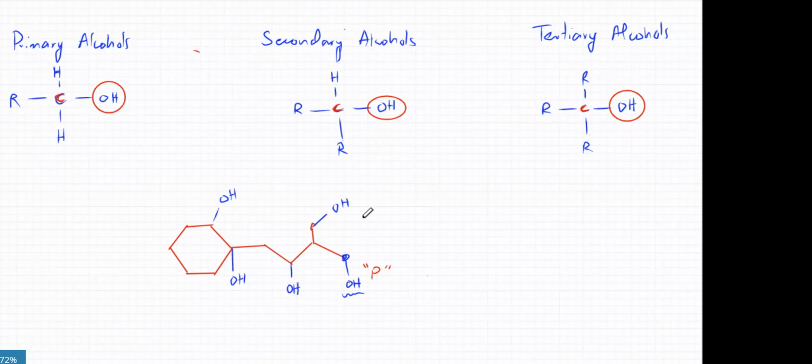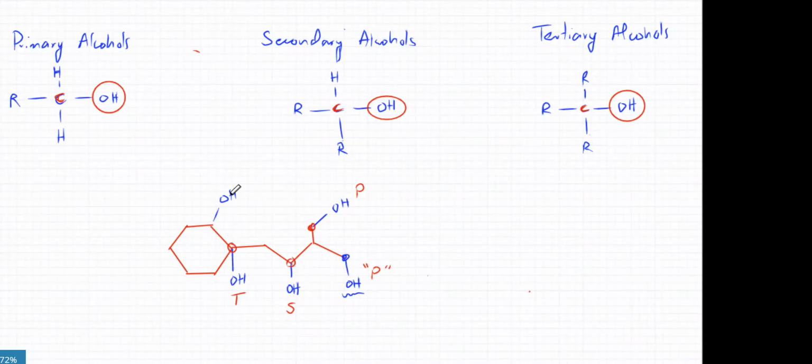You've got this other OH. Again, this carbon is only bonded on one side by a carbon chain. There are probably going to be two hydrogen atoms next to it. So this one is also a primary alcohol. What about this OH? Focus on this carbon atom over here. It's bonded on two sides by a carbon chain. So this is a secondary alcohol. What about this OH? Focus on this carbon atom over here. This carbon atom is bonded on three sides by carbon chains. So this one is your tertiary alcohol.